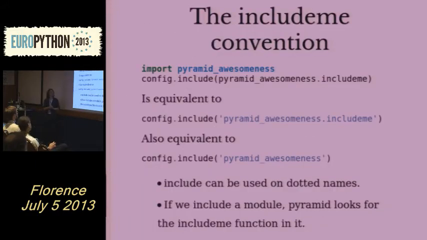Last part of the include goodness is the include me convention. So I can call include on a callable, a function. But I can also call include on a dotted path, just a path. And if I call include on the path of a module or on a module, Pyramid will look for a function that is called include me in it. This means that I can include any Python module, any Python package without knowing what's in it because I know that the writer will have put an include me function in it.